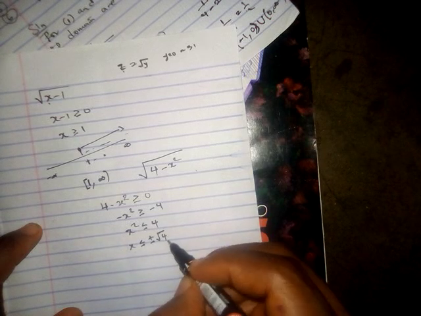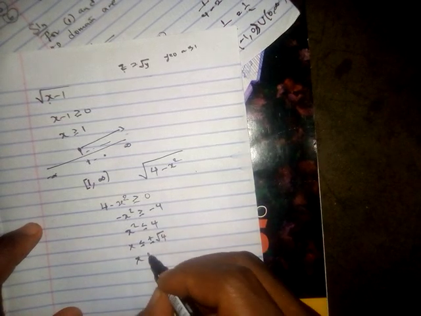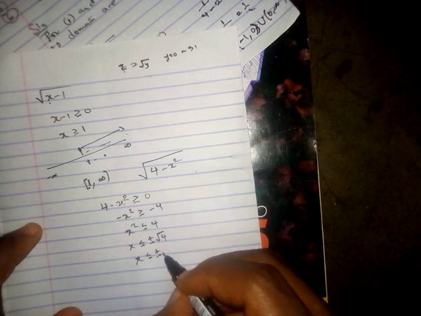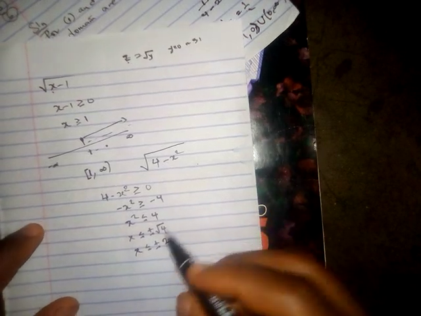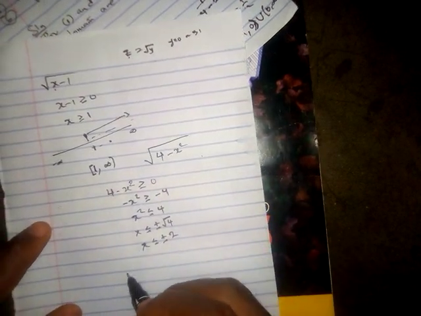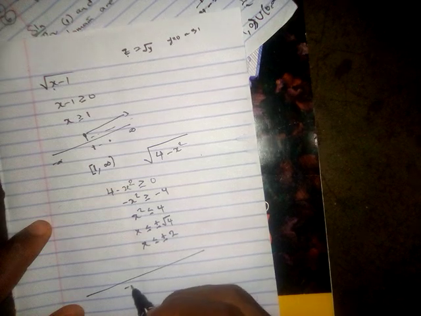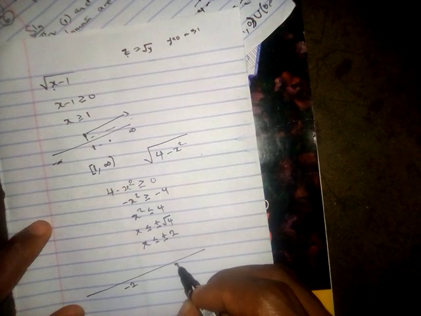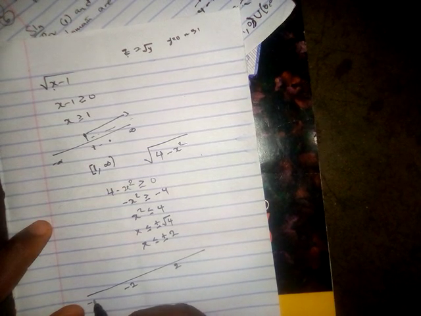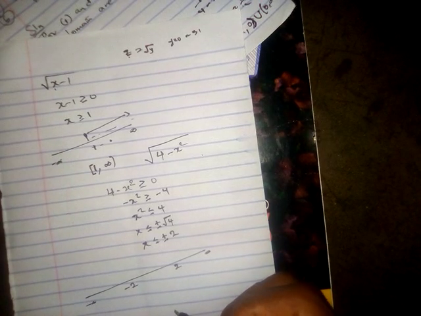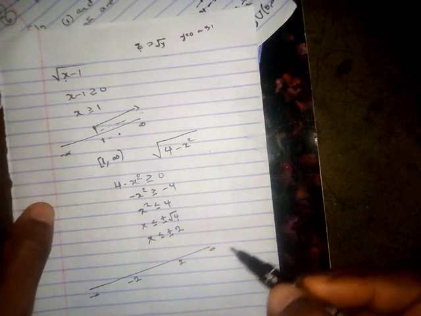Now x is less than or equal to plus or minus what? Square root of 4. x is less than or equal to plus or minus 2. So I have this as minus 2 and I have this as 2. Okay, now these are the values here. So we have created an interval.